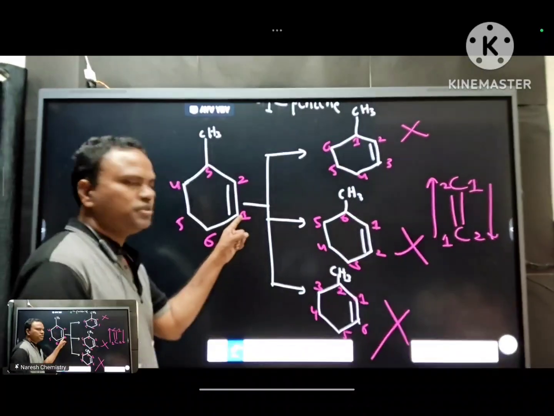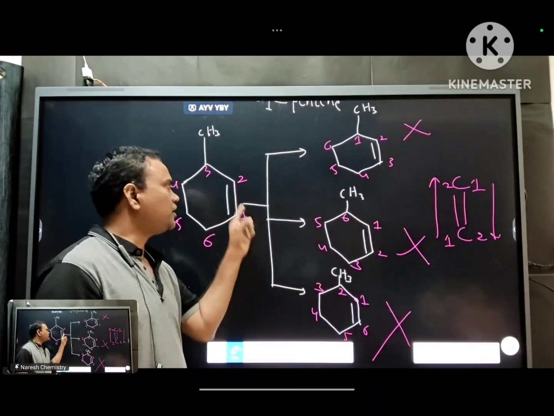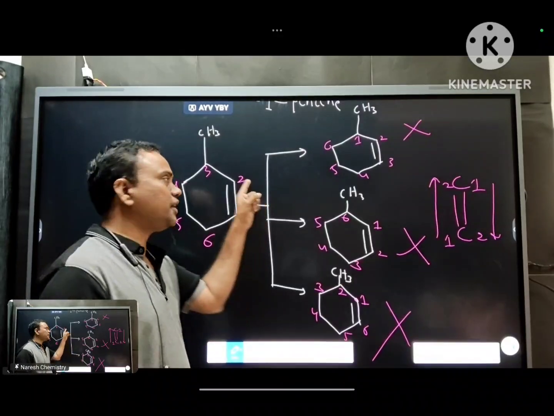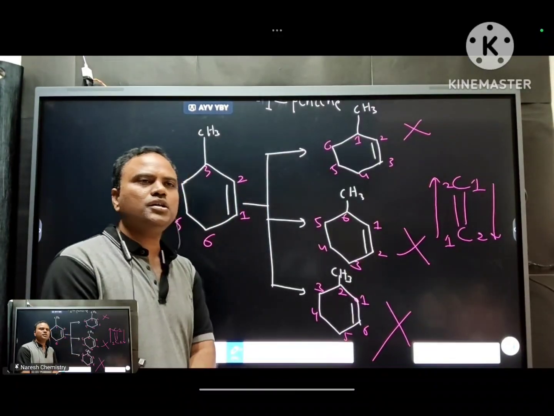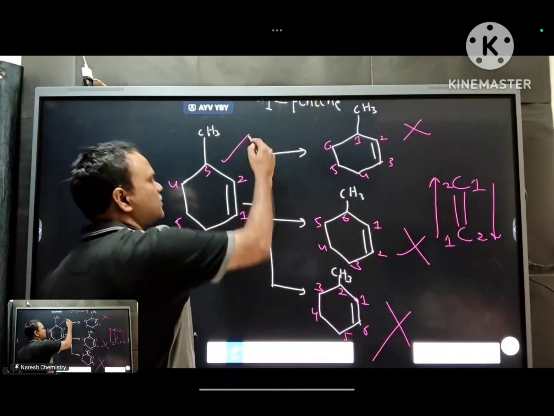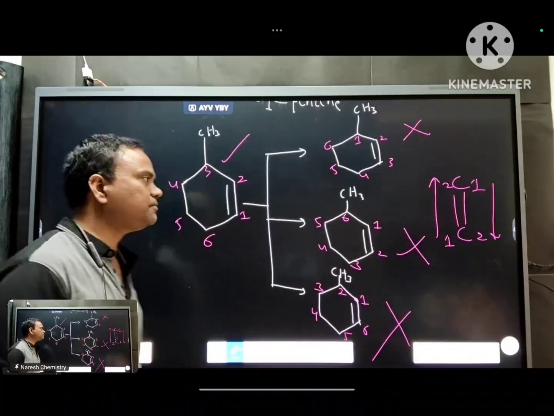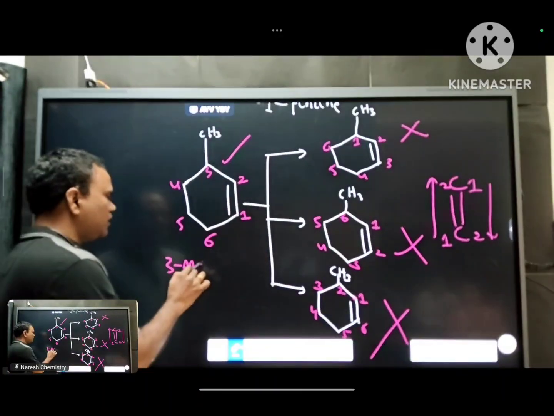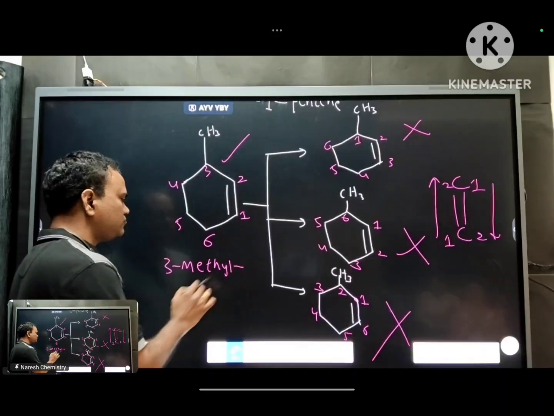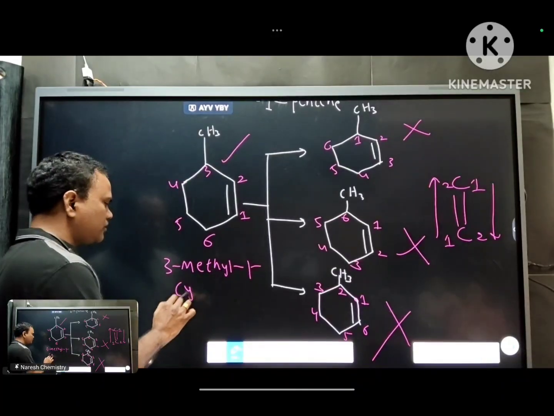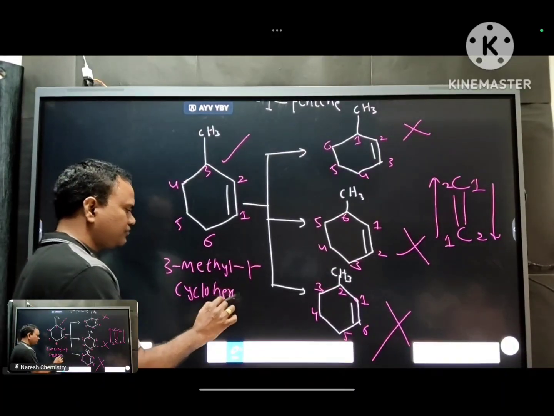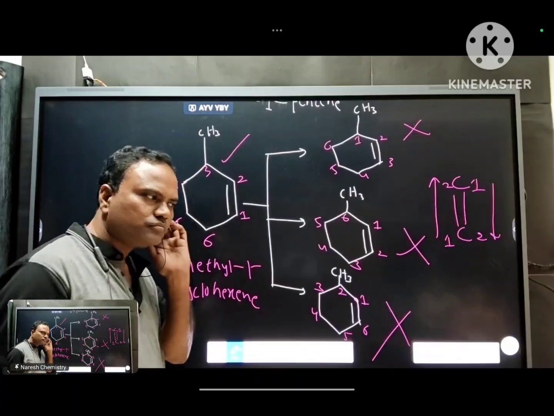This one is correct: one, two. Continuously we are giving numbering and the substituted carbon also gets the least number. So this is correct. What is the name? 3-methyl-1-cyclohexene.